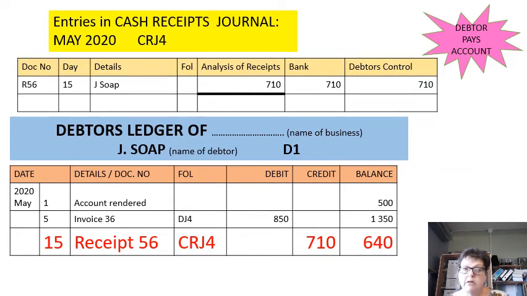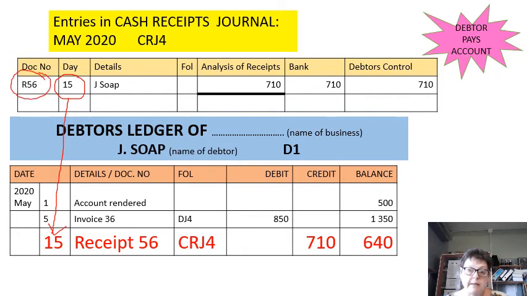The second transaction that we have with a debtor is that the debtor pays his account. When the debtor pays his account, you will write in the CRJ. Entry in the CRJ is receipt number 56. Remember, because when the debtor pays, he would like a receipt as proof of that payment. In analysis of receipts, bank and in debtors control. This entry must now be posted from the CRJ to the debtors ledger. Debtor Joe Soap. So on the 15th, we're going to write in his account on the 15th.